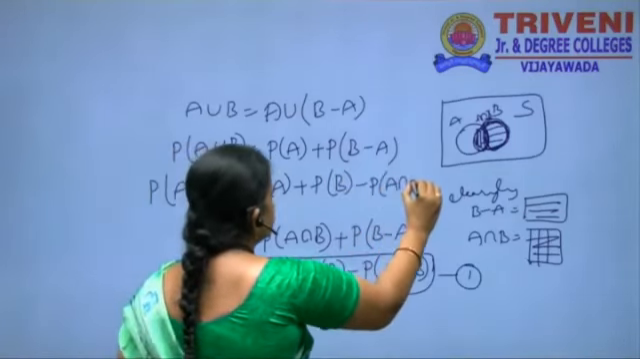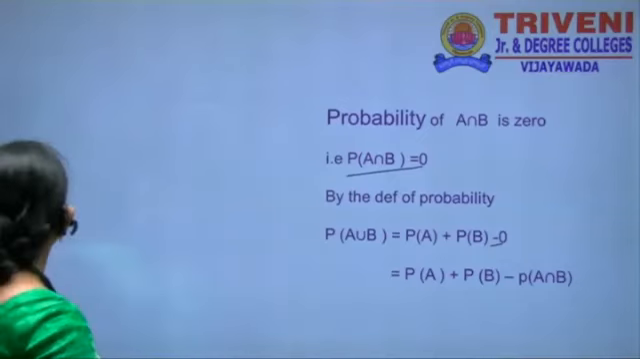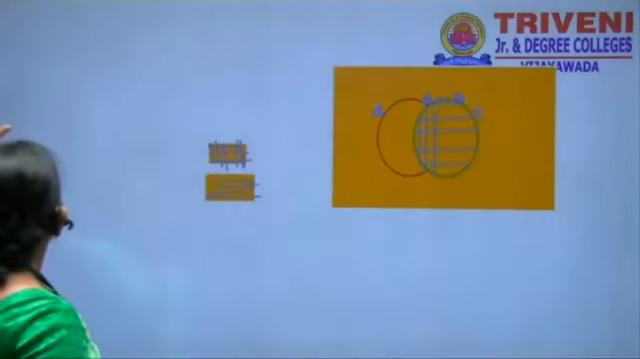By the definition of probability, P of A union B is equal to P of A plus P of B minus 0. In place of 0, we substitute the value P of A intersection B. In this case, we prove that the addition theorem holds: P of A union B is equal to P of A plus P of B minus P of A intersection B. And case 2.